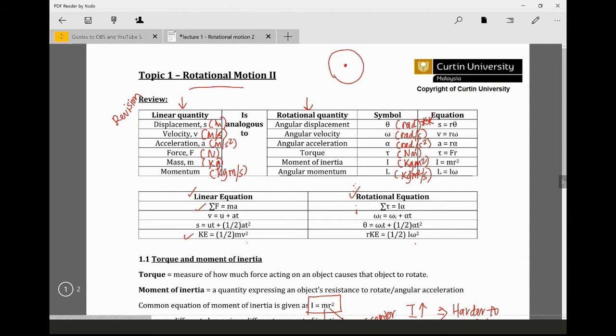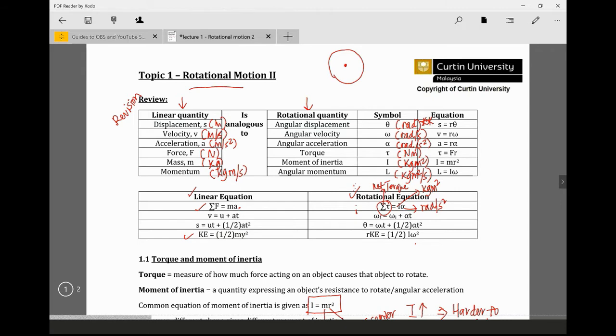times the acceleration. So when it comes to rotational motion, the net torque applied on an object for it to rotate equals the moment of inertia, in kg meter squared, times the angular acceleration. So how fast an object is spinning depends on the moment of inertia and the angular acceleration that you apply on it.